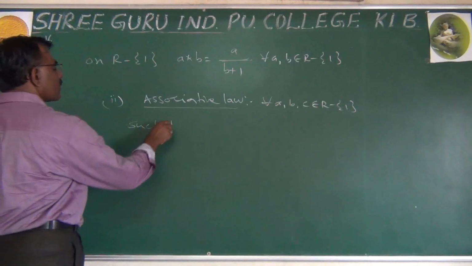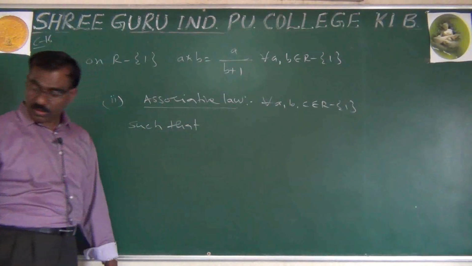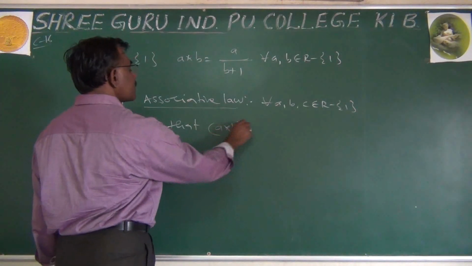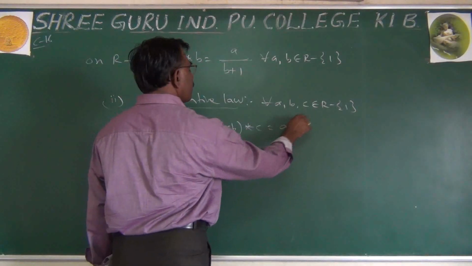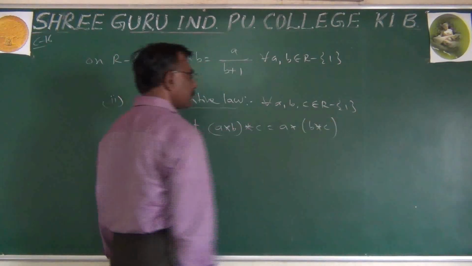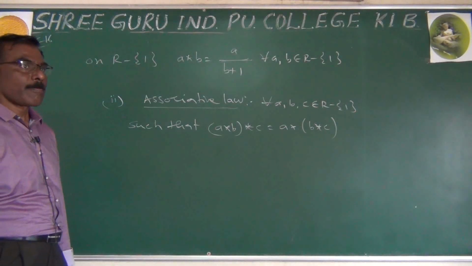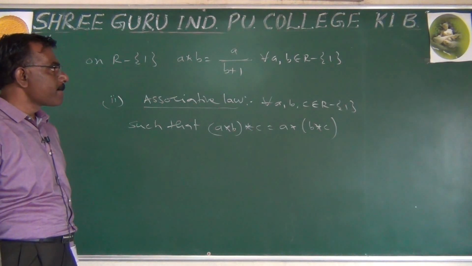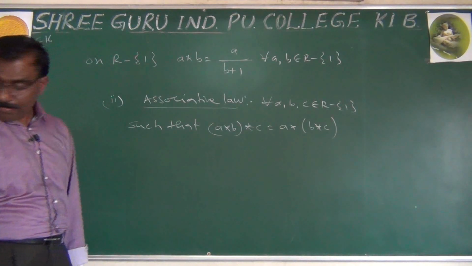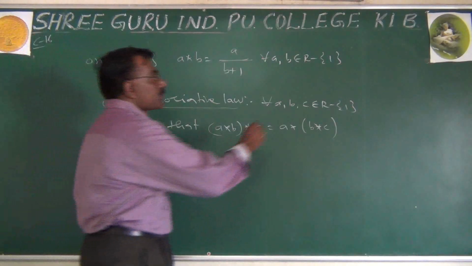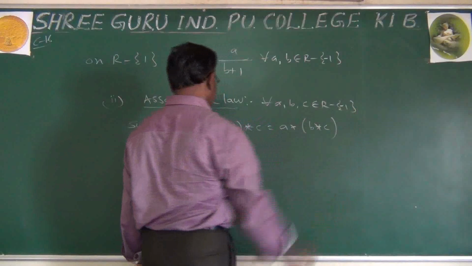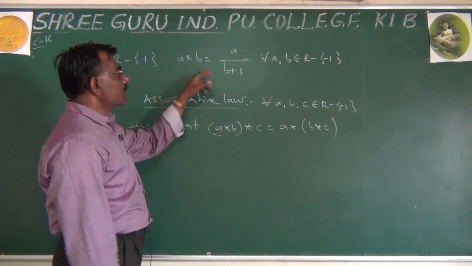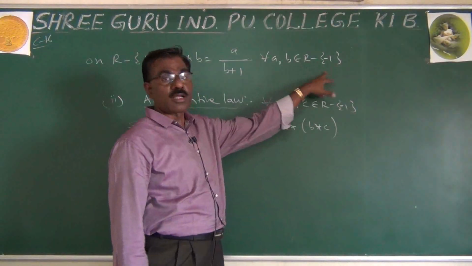Such that a star b star c should equal a star of b star c. Actually, it is R other than minus 1. You take the previous one as other than minus 1: a star b is a by b plus 1 for all a, b belongs to R other than minus 1.